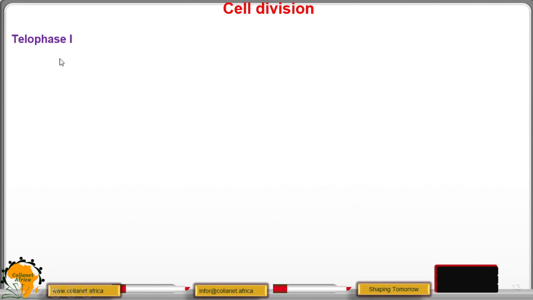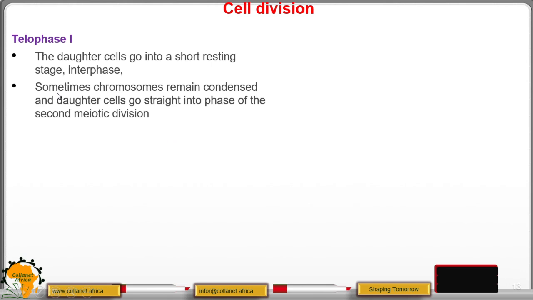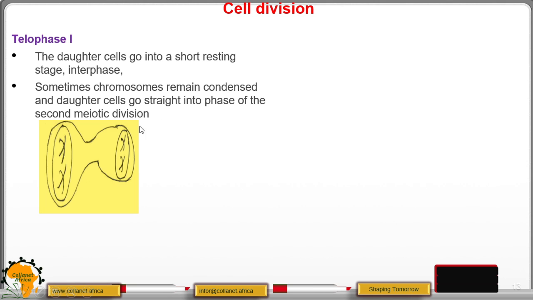We go to telophase 1, the last phase. The daughter cells go into a short resting stage called interphase. Then sometimes chromosomes may become condensed and the daughter cells go straight into the phase of second meiotic division. So they are resting. This is what had already occurred during anaphase 1. So then here there is only rest of the cells.